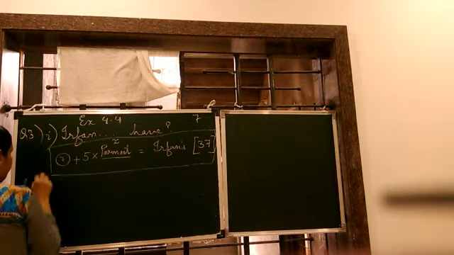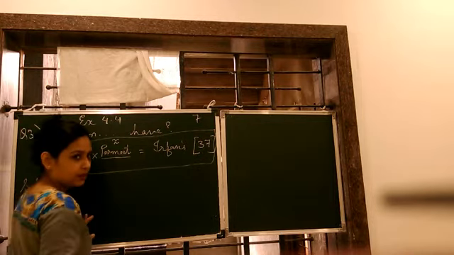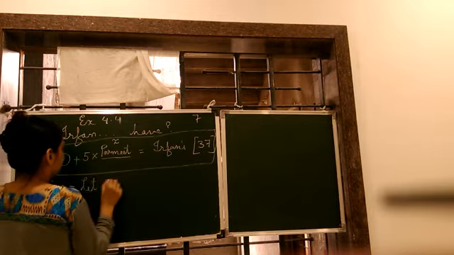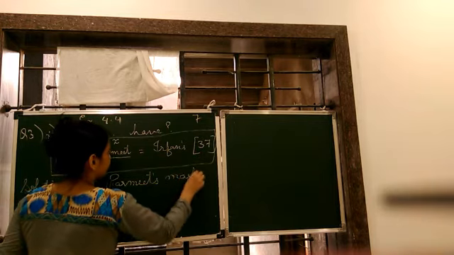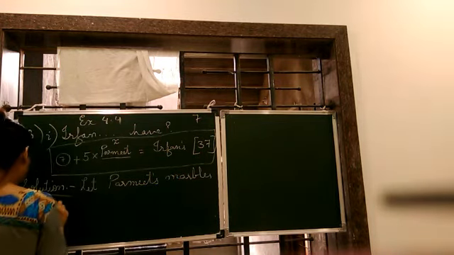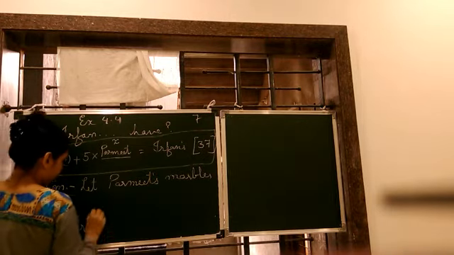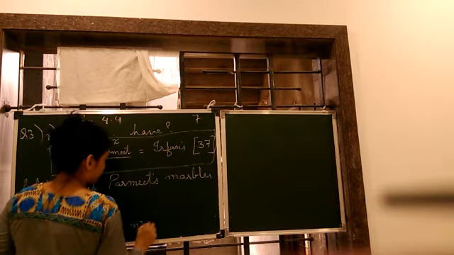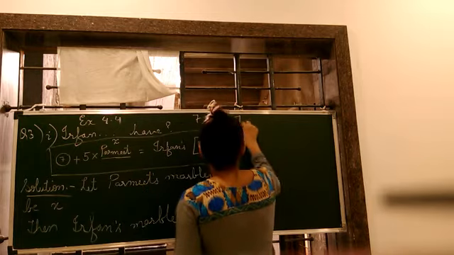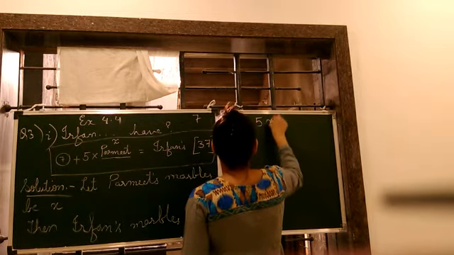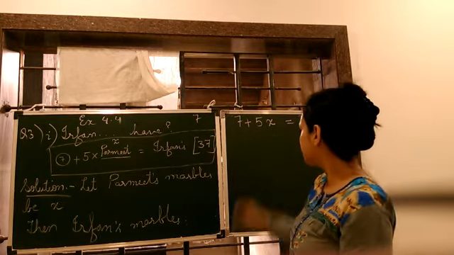Now, the solution. What do we write first? Let Parmeet's marbles be x. Then Irfan's marbles, or we can also write according to the question, 7 more than 5 times of Parmeet's marbles, which is equal to Irfan's marbles. Okay, we will solve this equation.